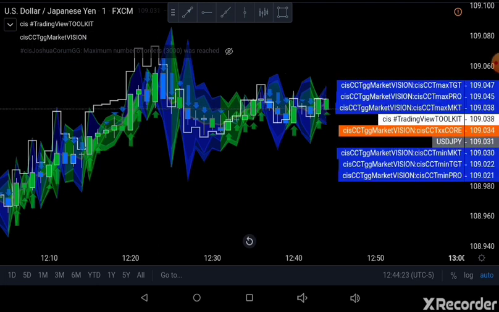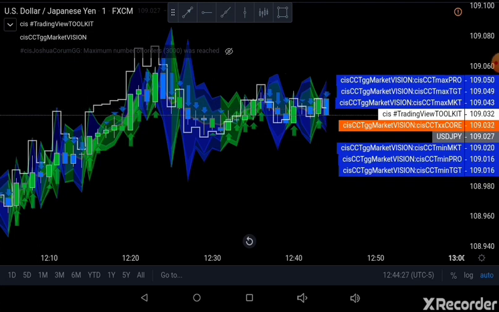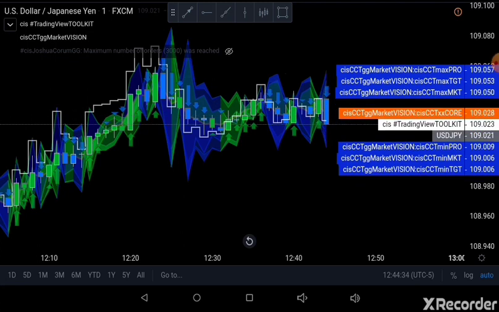I'm safe in my entry above 109.04 already. And we should see this push. It should break this low here. I can see the compression in it. See how that happens, and then you start to see the expansion in price.